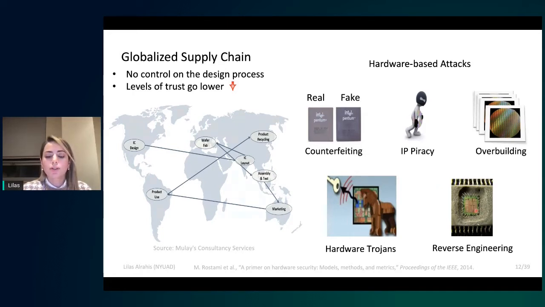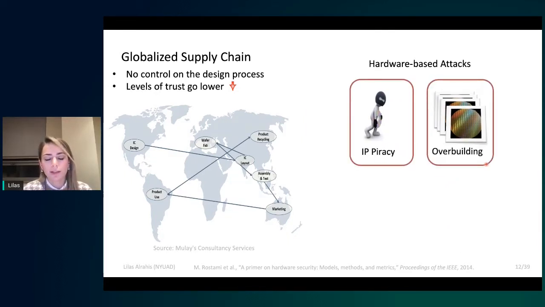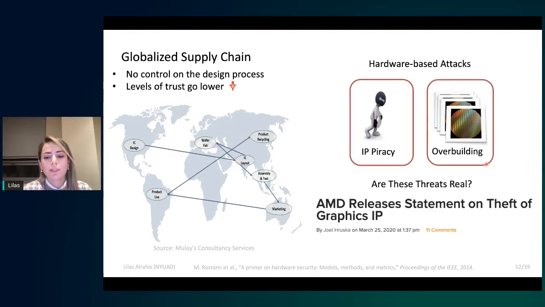Reverse engineering means to extract the design details, and this can be an enabler for all of these hardware-based attacks that I have discussed. So in my work, I mainly focus on the IP piracy and overbuilding threats. And to show you an example that these threats are real, AMD disclosed that it suffered from graphics IP theft in 2020. So all of these hardware-based attacks may cause financial harm to the design companies, but they also introduce risk to end users due to the loss of reliability and security.